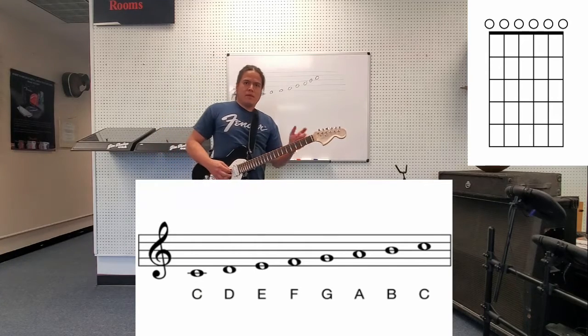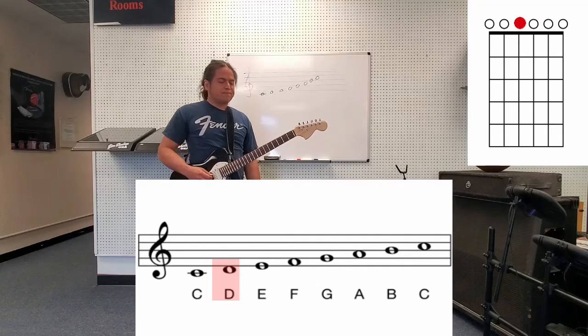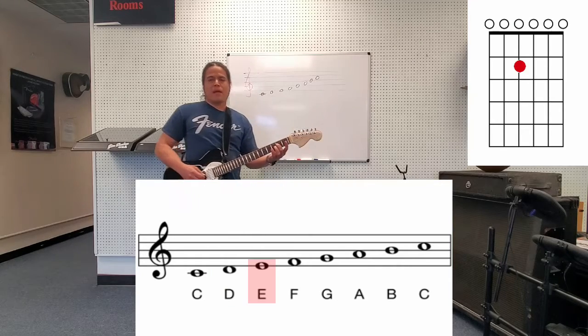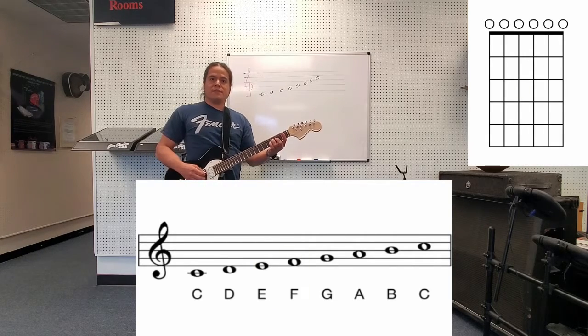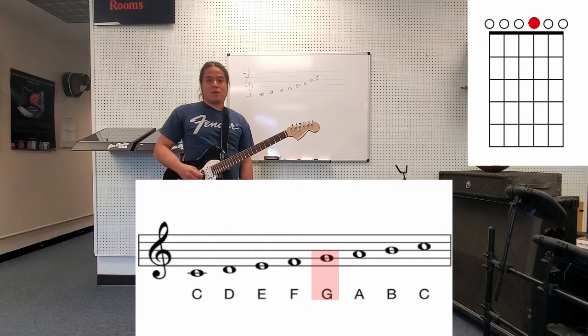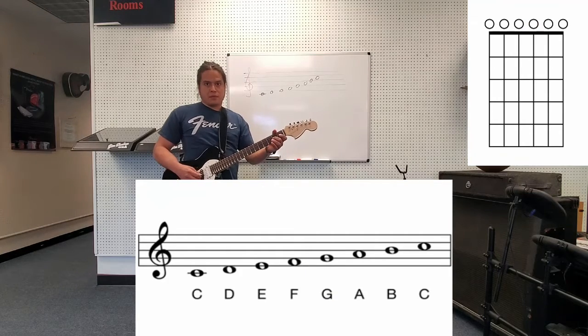The D above the C, still below the staff, is going to be on the open 4th string. The E on the first line of the staff is going to be on the 2nd fret of the 4th string. The F on the first space on the staff is going to be on the 3rd fret of the 4th string. The G on the 2nd line on the staff is going to be the open 3rd string.